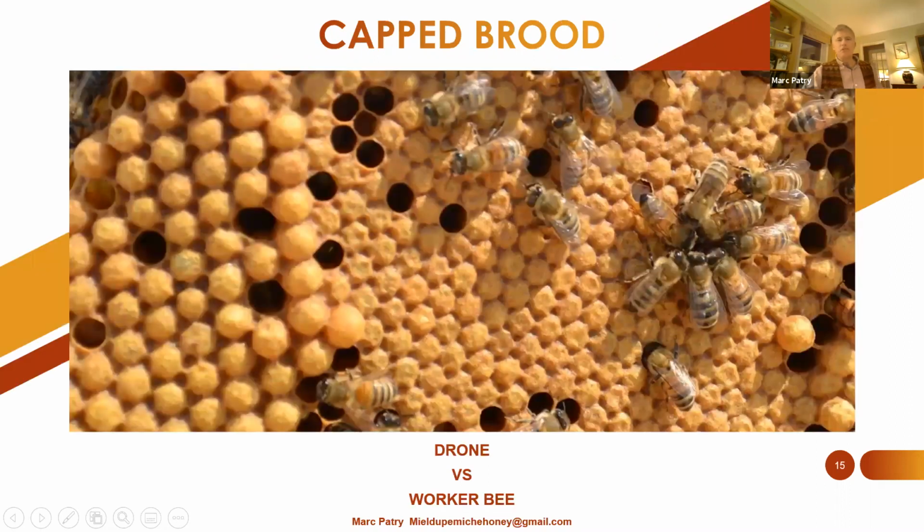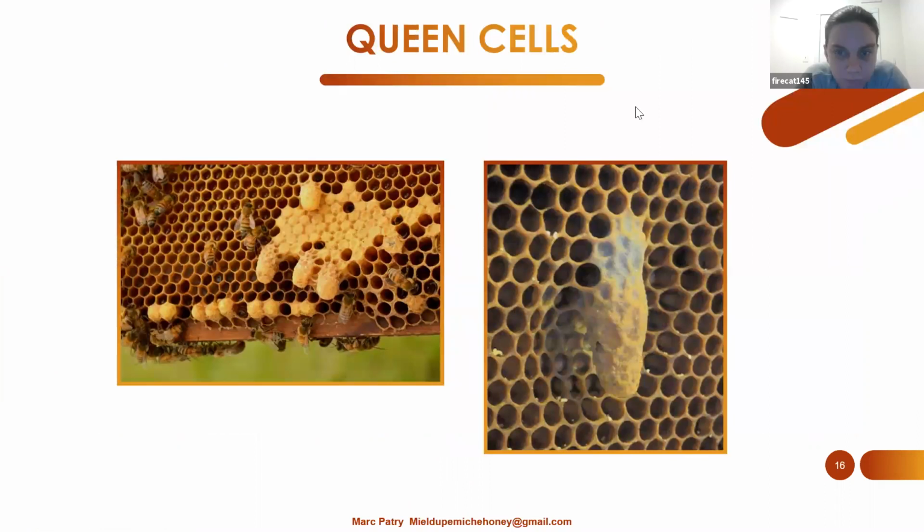And here's another picture of a frame in which you see some capped brood. You see two different types of brood here, right? Some flattish caps, and here you see some that are bubble shaped. You notice the difference? When you open up, it's pretty easy to tell. This is capped drone brood, and this is capped worker bee brood. The drone is bigger, and so when they cap it, they give it a bit more space. Is that clear?